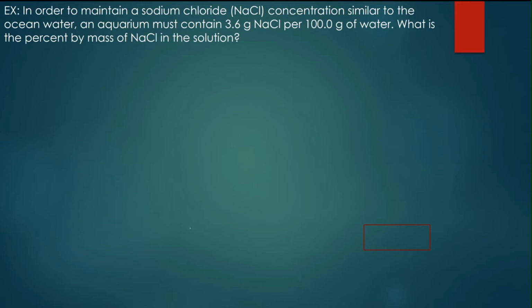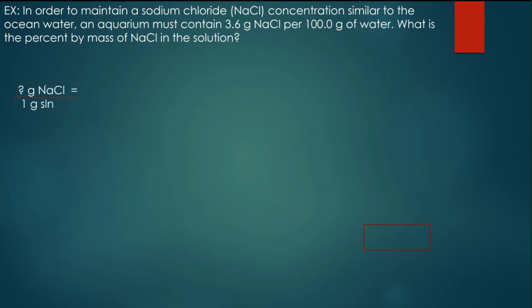All right, let's take a look at an example. So in order to maintain a sodium chloride concentration similar to the ocean water, an aquarium must contain 3.6 grams of sodium chloride per 100 grams of water. What is the percent by mass of sodium chloride in the solution? All right.